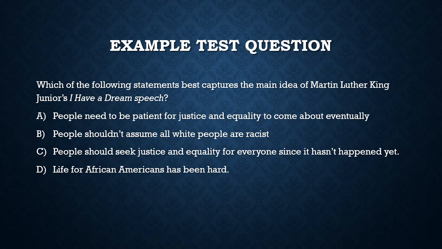So I would definitely say C would be the main one, and A is just a little bit tricky with the way it's worded, but C would be our answer, just because it's about seeking justice and equality, not just waiting around for it to happen. And it also mentions that other main point in the passage, that African Americans haven't received that yet. So anyway, that is how you would go about answering a test question about central idea.